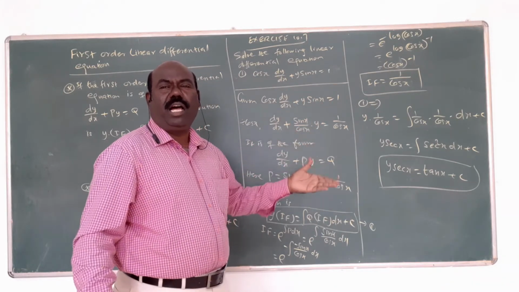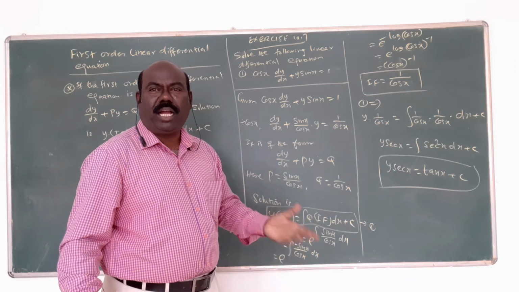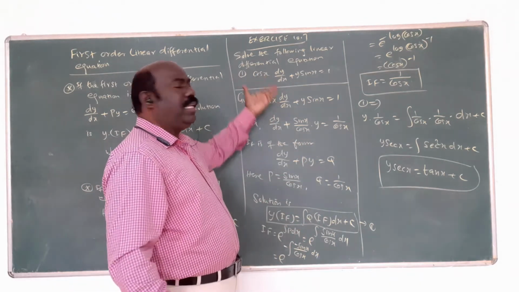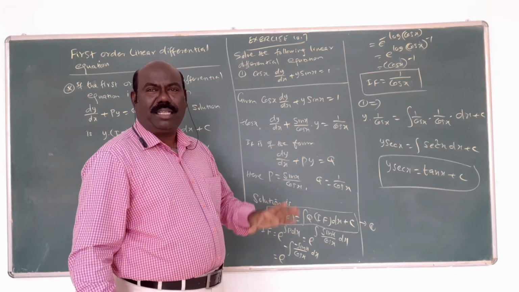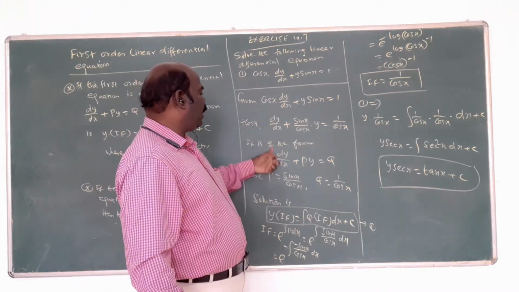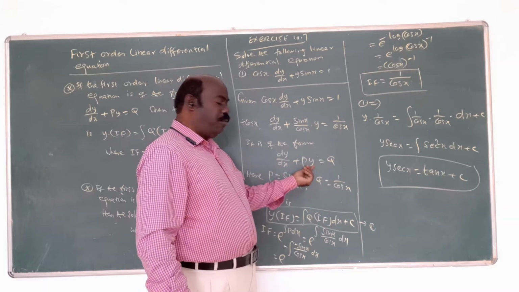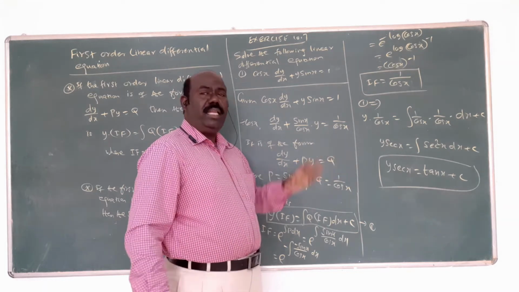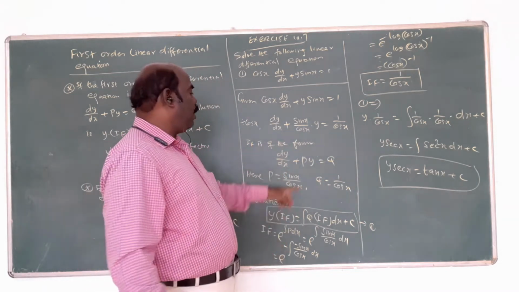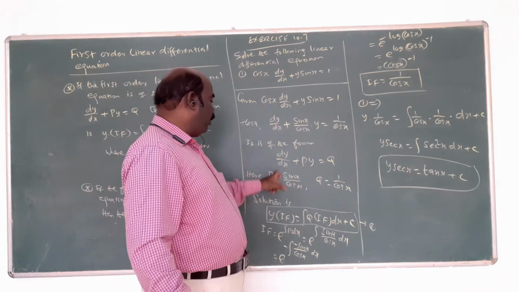Suppose y square, log y, 1 by y, sin y, cos y: you know what I mean? Those are not linear equations. Mind it. Only y is there. It is of the form dy by dx plus P y equal to Q. In the middle term y, the remaining terms are only in terms of x. But the coefficient of y must be in terms of x.